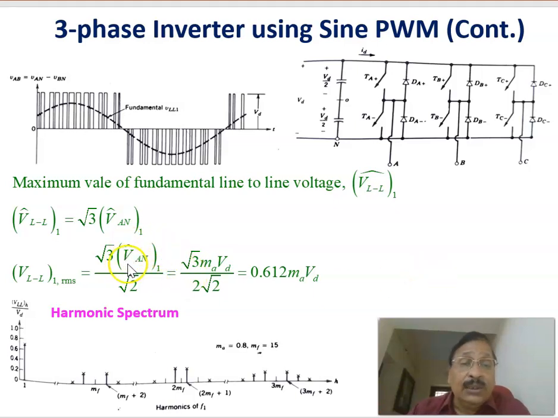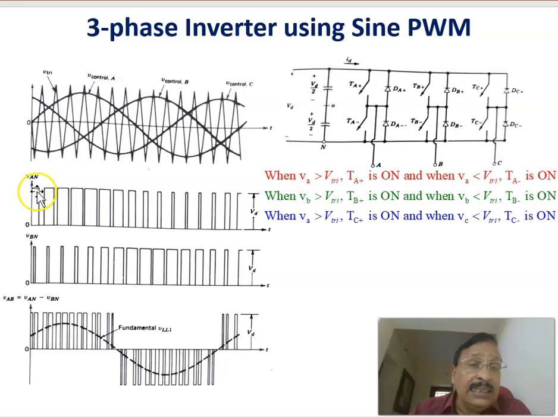The maximum magnitude of the phase voltage VAN is given by MA into VD divided by 2. Why it is VD divided by 2 means that if you see the voltage waveform here, it is changing from 0 to VD only. But in the bipolar case, it is plus VD by 2 to minus VD by 2. The total change is equal to VD there, 2 VD. That is why that equation MA into VD comes. But here the total change is equal to 0 to VD.